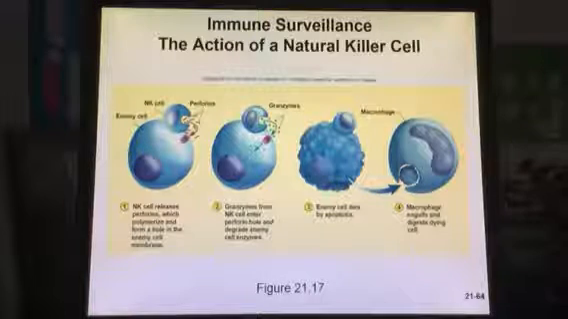So let's see a picture of what that looks like. The NK cell is attaching to the enemy cell, releases those proteins that make a hole in the cell membrane, then releases the enzymes. And once the apoptosis has occurred and the enemy cell has died, then the macrophage will come and engulf the dying cell.